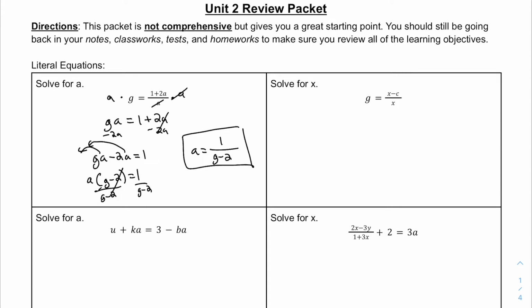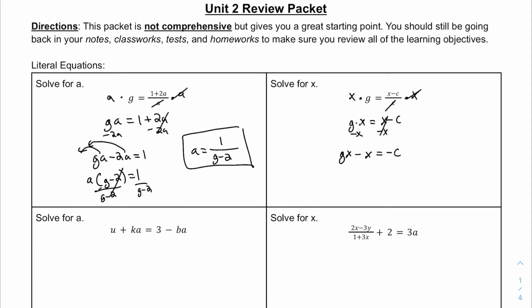This next problem appears to be similar. We have solve for x, and we are looking at (x minus c) over x. So we have an x in the numerator and denominator. So here I'm going to multiply both sides by x. I get g times x, or x times g, equals x minus c. If I want all my x terms together, I'm going to subtract x from both sides.